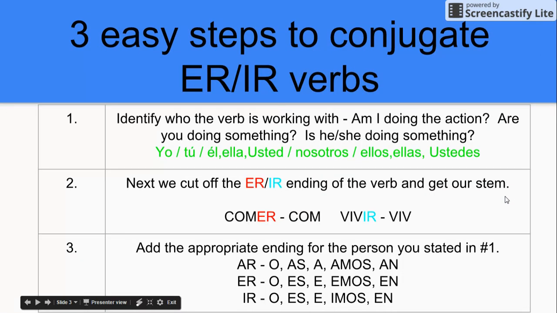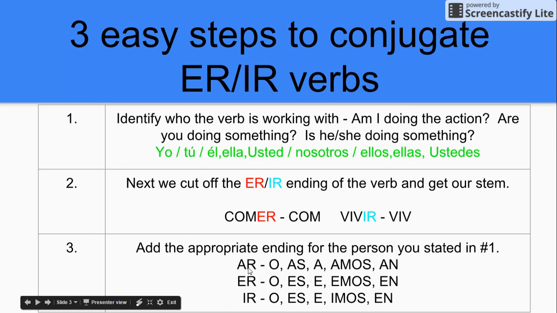The 3 easy steps to conjugating ER, IR verbs. First, we want to identify who's doing the action. So if we have a yo, tú, él, usted, all the way through our pattern, who is doing our action? Next, whether it's ER or IR, we're going to do the same thing by cutting off the ER or the IR to get our stem. And our last step is we're going to add the appropriate endings.